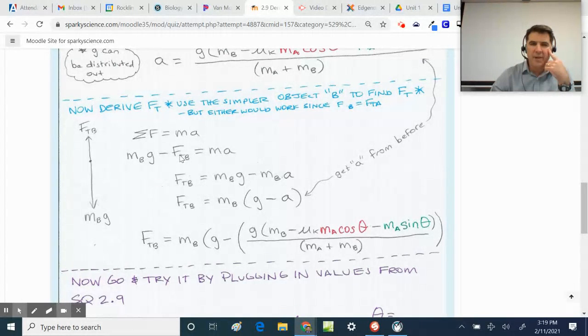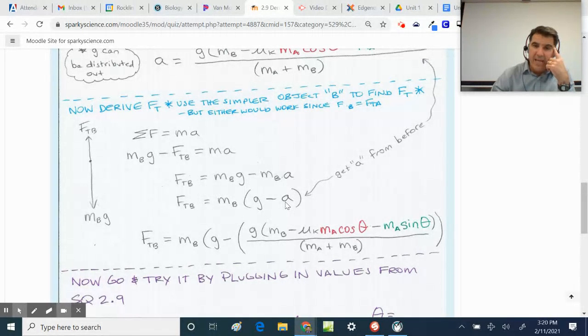So I solve this for FTB, the force of tension, and it comes out to this algebraically. I skipped a couple steps, but whatever, it's in there. And then I just distribute out the m. And so my expression is this.